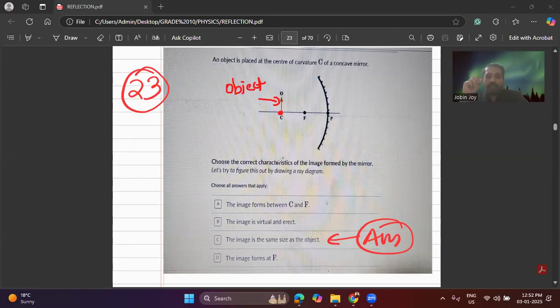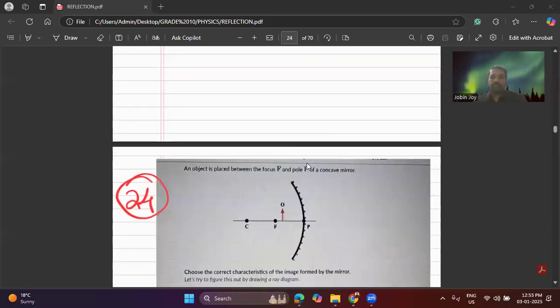We know that if the position of the image is at the center of curvature, the size of the image will be exactly the same as the size of the object. Hi will be equal to Ho. Okay, and we will be getting the image on the center of curvature itself, and the image is inverted, right? So there are four options. From the four options, the correct answer is: the image is the same size as the object.